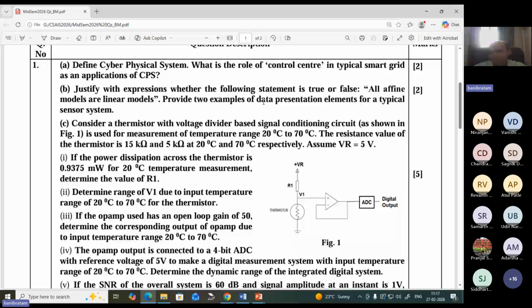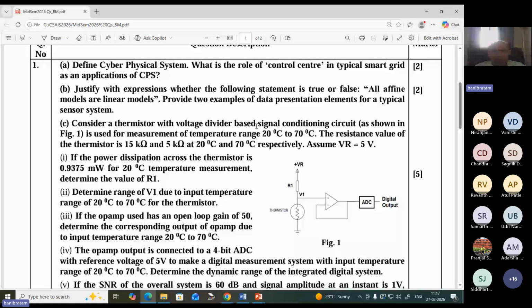Data presentation elements: the examples will be like your display, the transmitter, the receiver. So those kinds of components or elements can be considered data presentation elements, which were also discussed in the form of block diagrams in our class material, right? Then coming to the numerical problem.